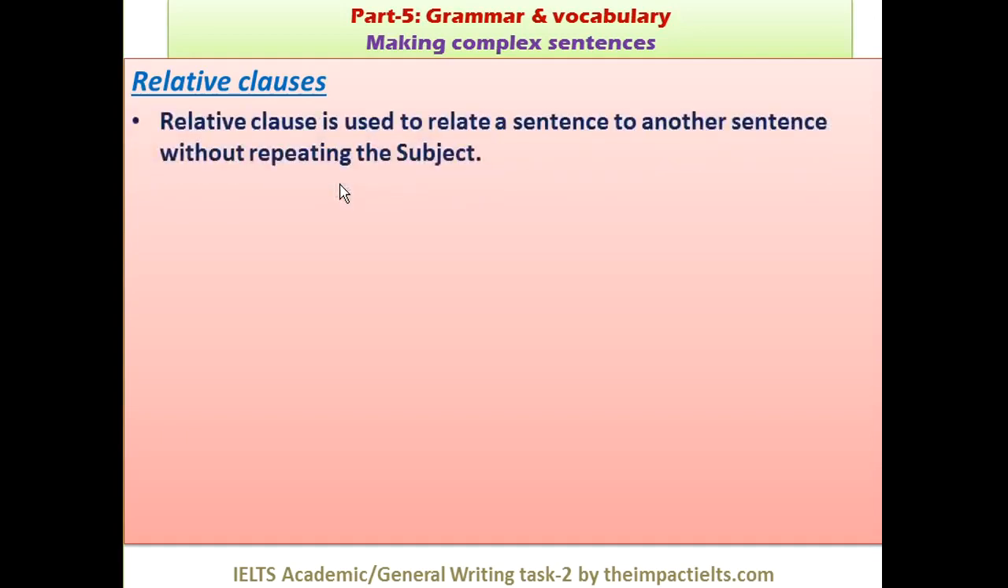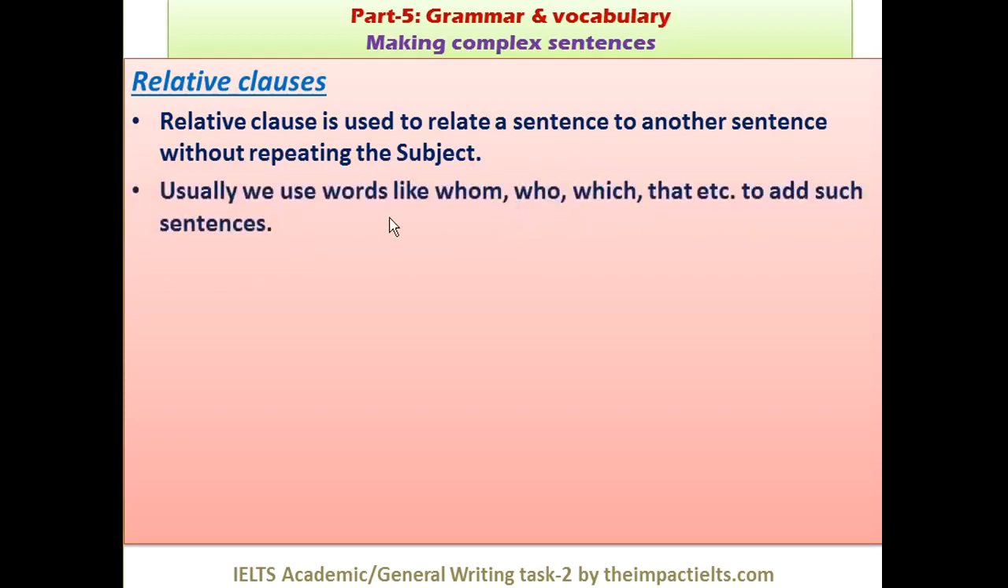Let's try to understand what it is. It is used to relate a sentence to another sentence without repeating the subject, the same way as the referencing words you have read. Usually we use words like whom, who, which, that. These are the most popular. For example, you want to talk about a person, and now you want to add someone who has won the Booker Prize this year in literature.